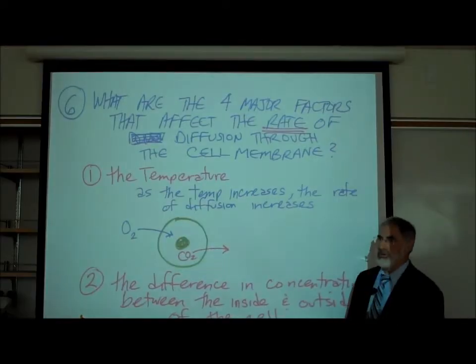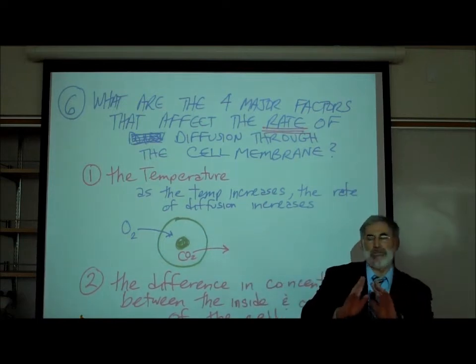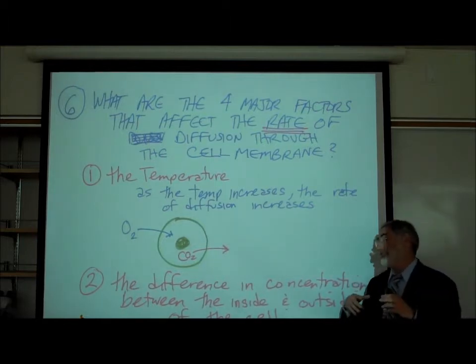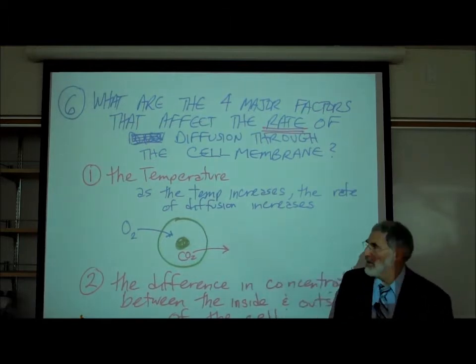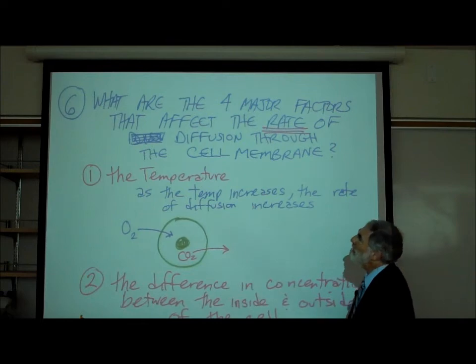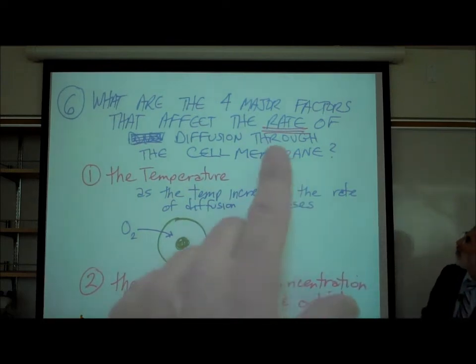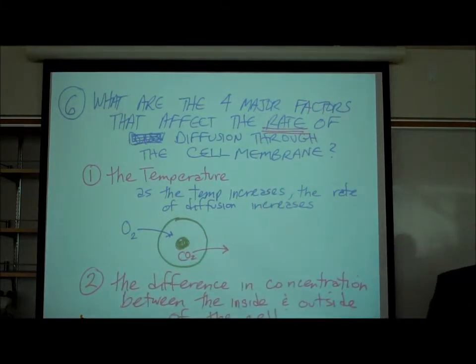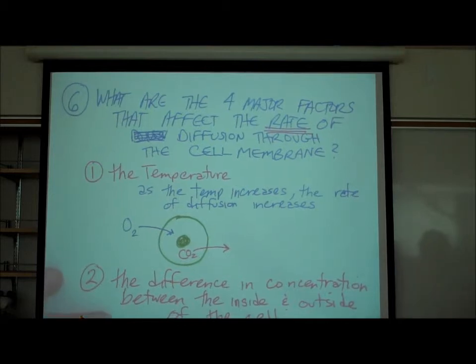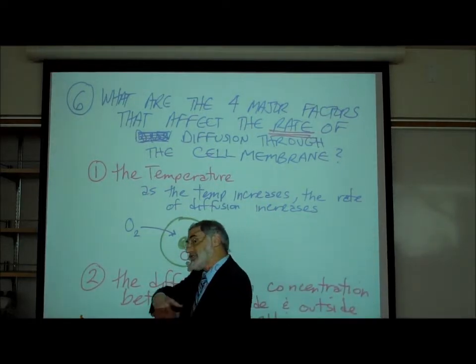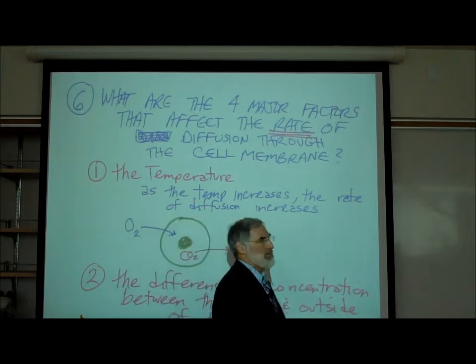Now, we've talked about diffusion earlier today. We said diffusion is this spontaneous movement of chemicals from an area where there's more of them to an area where there's less. Now we're asking the question, what are the 4 factors, obviously there must be 4, that affect the rate, how quickly these chemicals diffuse, specifically through a cell membrane. So the first factor that affects how quickly a chemical will diffuse in general, and specifically diffuse through a cell membrane, is temperature.